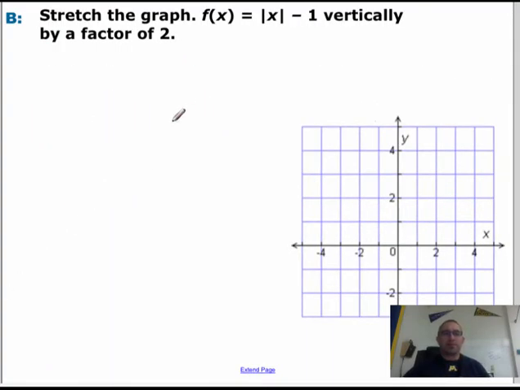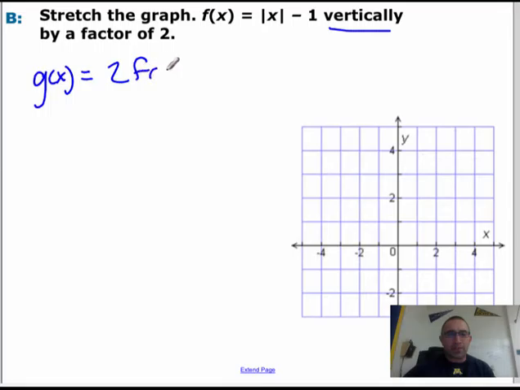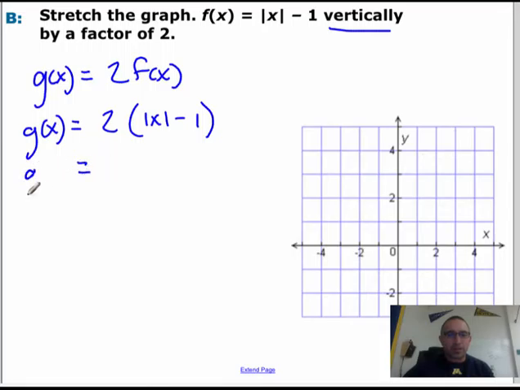Next example. Sketch the graph f of x, absolute value of x minus 1, and I'm going to stretch that by a factor of 2, vertically. So when it's vertically, the rule is that your new function will be twice the entire f of x. So my g of x is going to be twice the entire absolute value of x minus 1. So when I distribute, my new equation will be 2 absolute value of x minus 2.